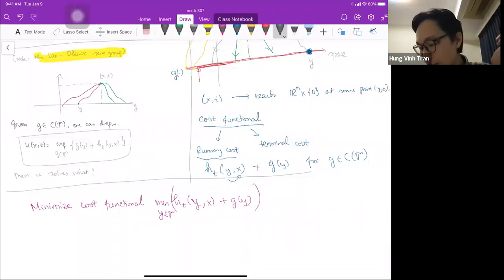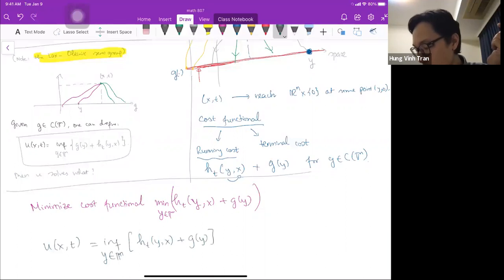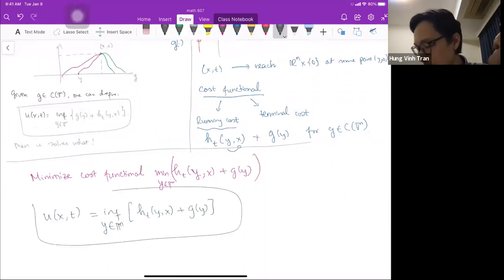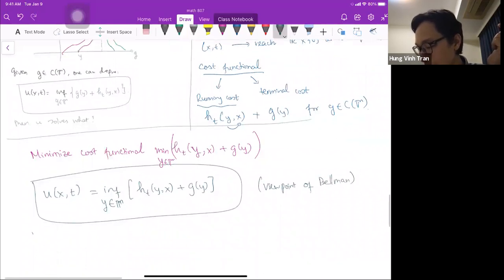But in the PDE language, this is the viewpoint of Bellman. Instead of looking at dynamics, you can simply define the cost functional. You define u(x,t) to be the infimum over y in the torus of the sum of the two, h_t(y,x) plus g(y). I'll tell you the infimum can be changed to a minimum in just a minute. This is the viewpoint of Bellman. And then you try to see which PDE u is solving.